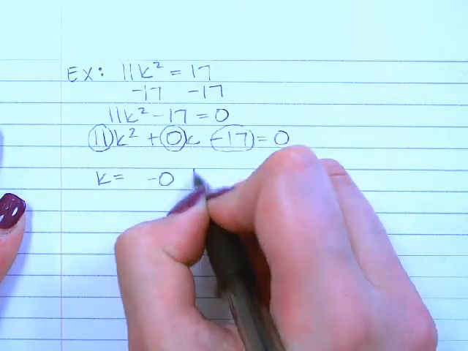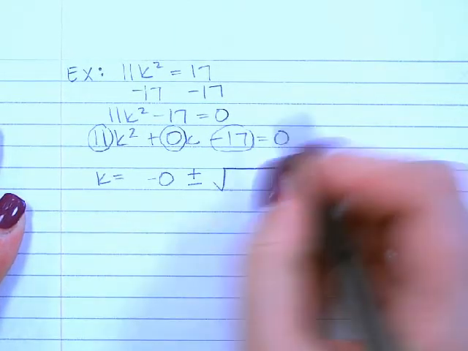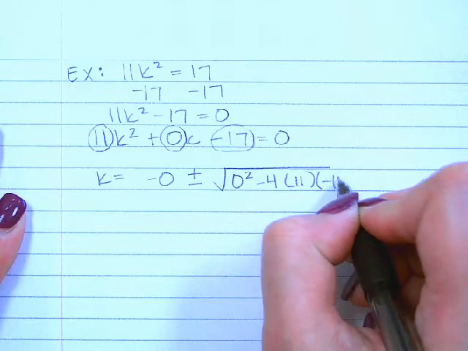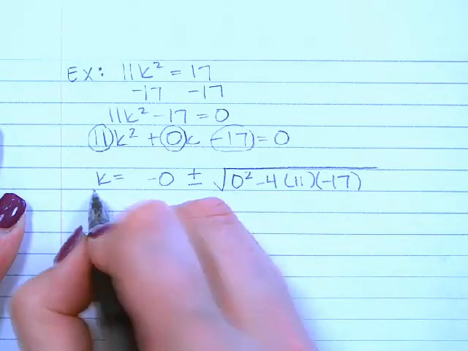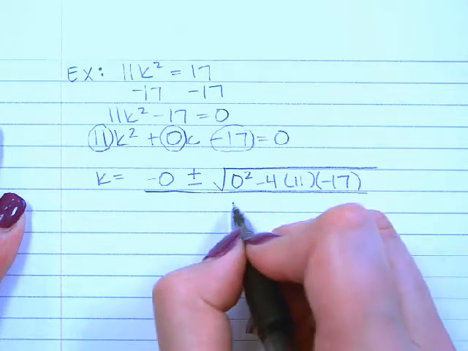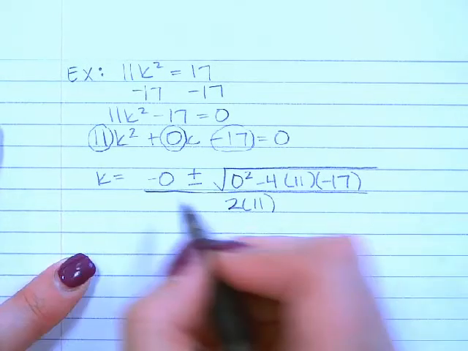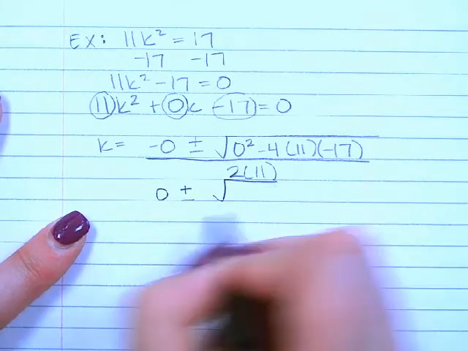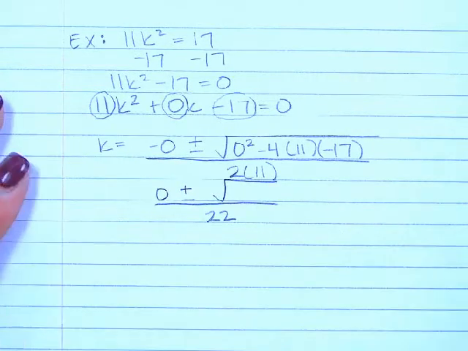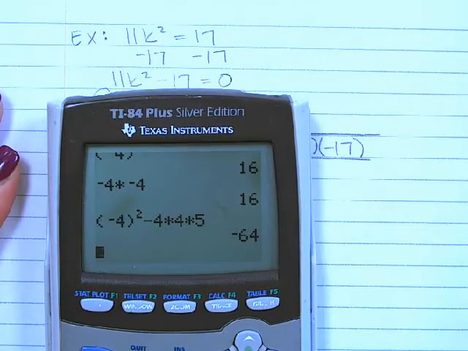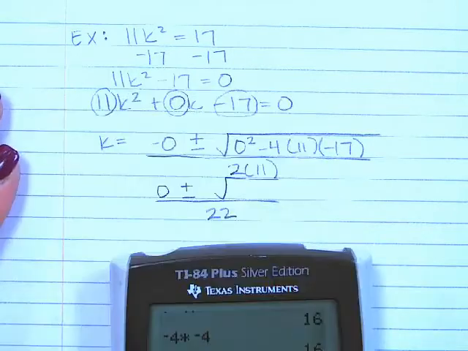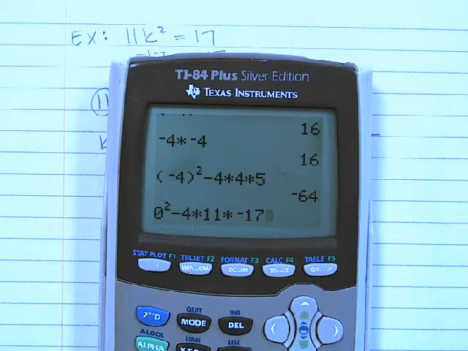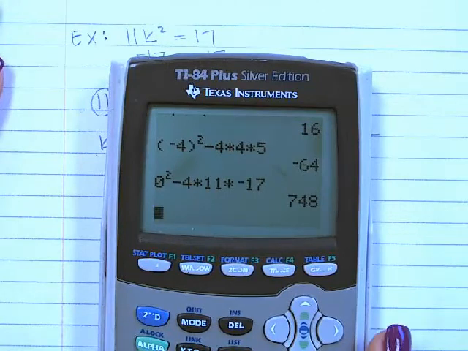So I have negative b plus or minus the square root of b squared minus 4 times a times c, divided by 2a. Negative 0 and 0 are the same thing, so I'm going to go ahead and just say 0. So I've got 0 squared minus 4 times a times c. So you'll notice that even though I have a 0 in there, I'm typing it in exactly the same as I've typed in all the other discriminants. I get 748.